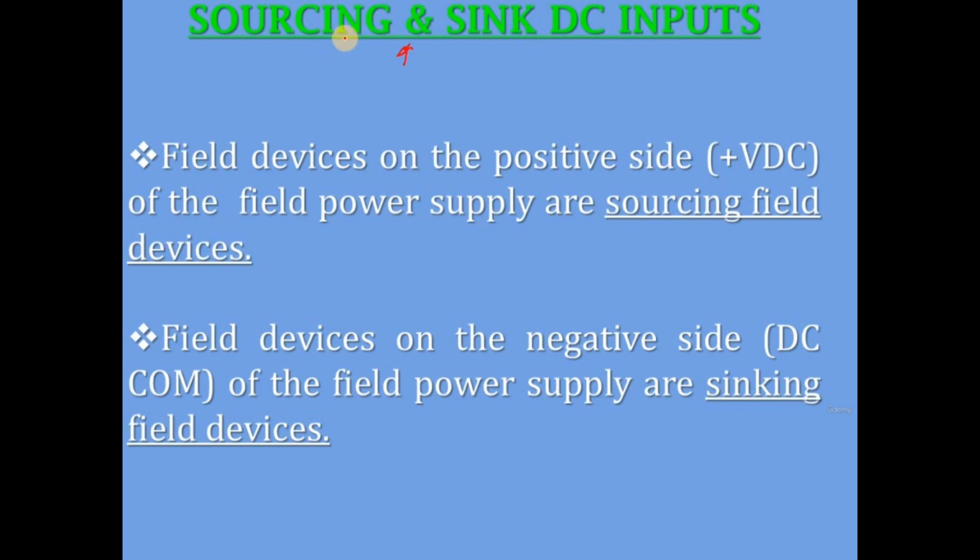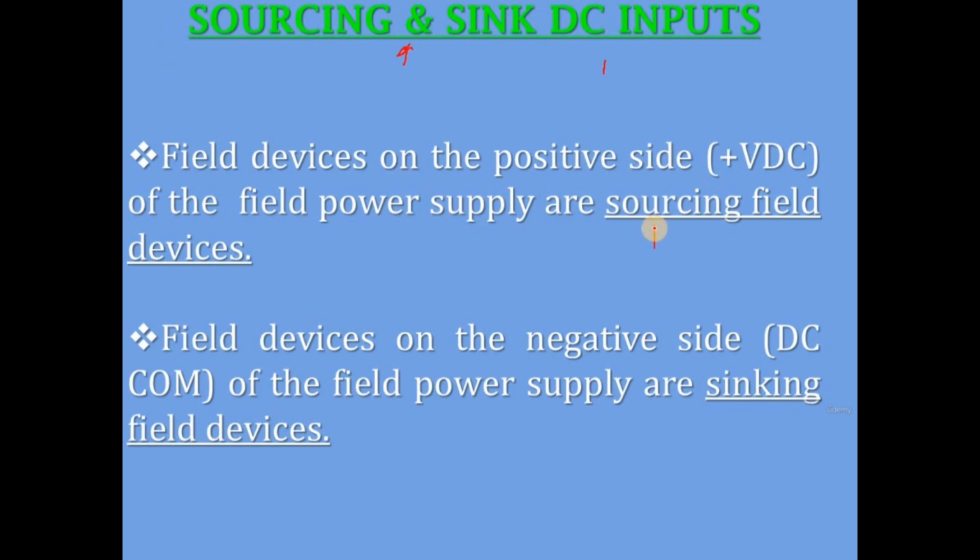Here you can see this concept is categorized into three different parts. The first one is the source field input device. The second is the sink field input output device, and the third one is the source and sink input output card. Right. So first of all, let us see the source field input output device.